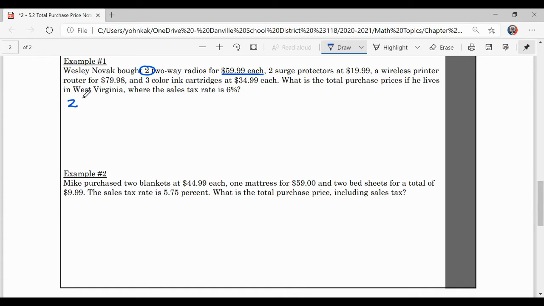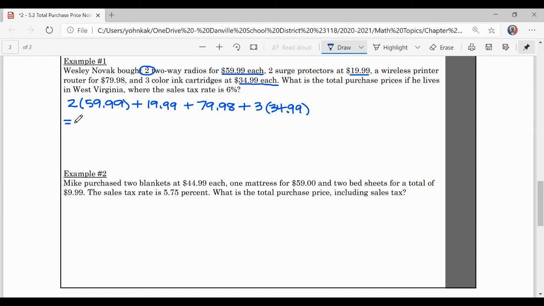So that means that I'm going to take 2 and multiply by $59.99 plus. Now we have 2 surge protectors at $19.99. Now it does not say $19.99 each. It just says 2 at $19.99. So that means that we're just going to add $19.99. Then we've got a wireless printer router for $79.98. And then we have 3 color ink cartridges, and they're each $34.99. So here we do have to multiply 3 times $34.99.